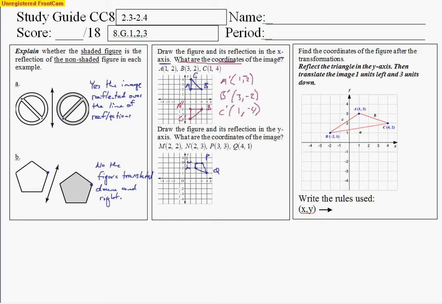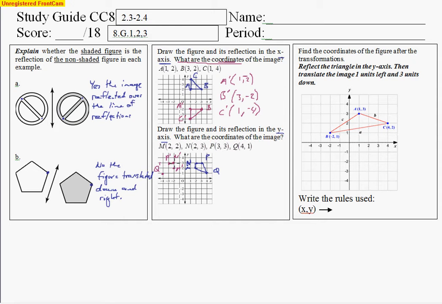And from that point, we need to go ahead and reflect across the y-axis this time. So I'm going to count the spaces. So it looks like it's 2 spaces over, so that's going to be N prime. M prime is 2 spaces over. P prime is, looks like 3 spaces from that line of symmetry. And Q prime is 4 spaces from that line of symmetry.